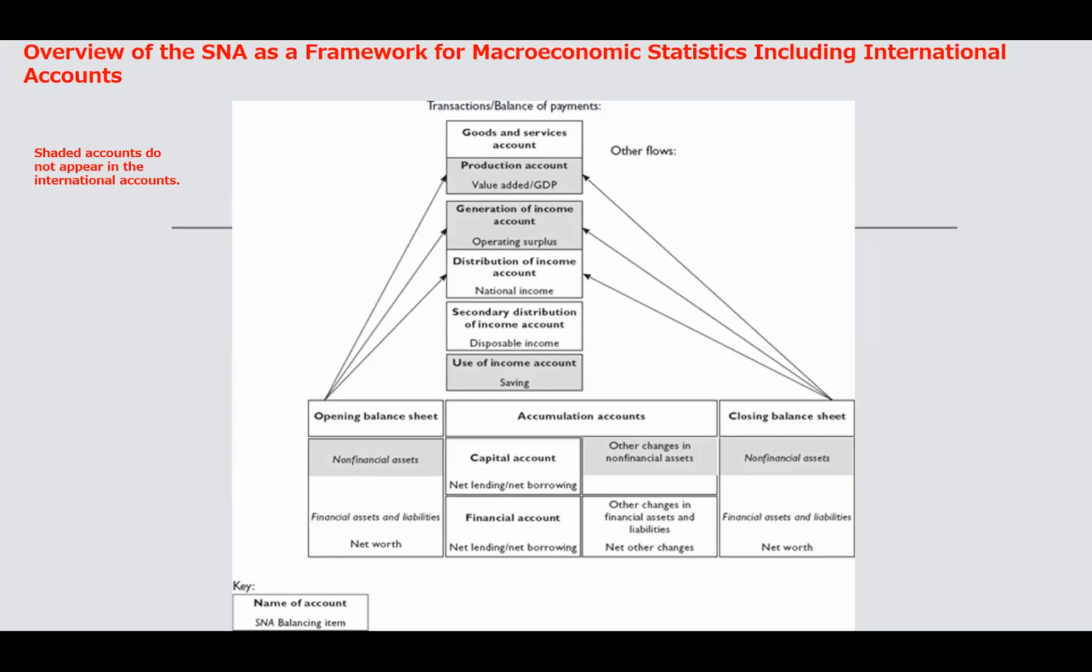Okay, shaded accounts, like production accounts and use of income accounts, do not appear in the international accounts because international accounts do not deal with the production and the generation and use of income. The main reason is that international accounts measure the transactions between residents and non-residents. Okay, we can move to the next slide.